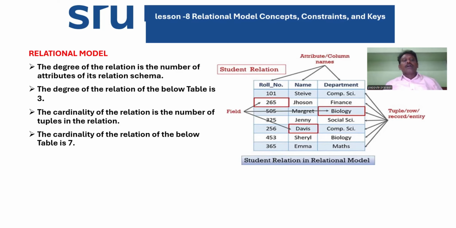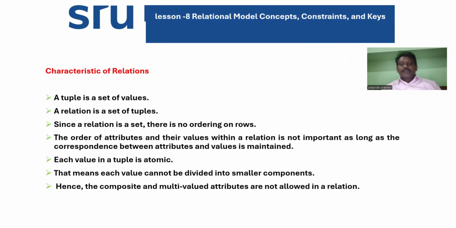Degree of a relation is the number of attributes in its relation schema. Now roll number, name, department, this is called the schema, and schema is nothing but the physical structure of the table. What is the degree of the student relation? How many attributes are there? Three attributes are there. Now, the cardinality of the relation is the number of tuples in the relation. How many tuples are there? Coming to this example, 3 plus 3 is 6, plus 7. So for this table, the cardinality is 7 and the degree is 3, right?